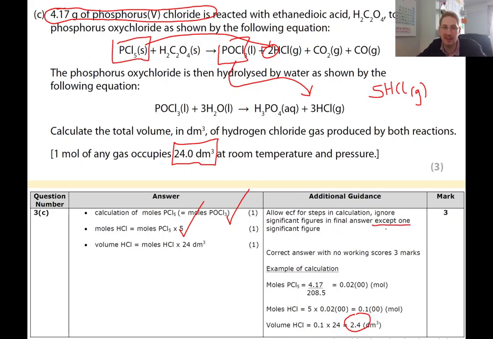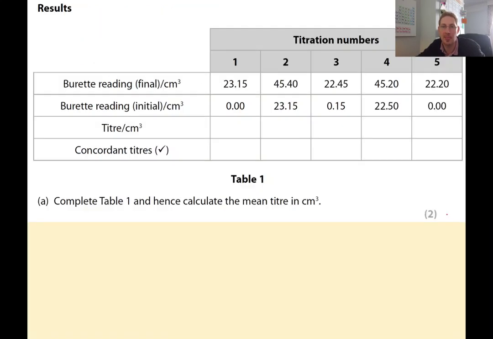That's a common thing there. They haven't told you how many sig figs to give it to. Just don't give it to 1. But also don't round. If you make a mistake earlier on and you round, then actually you can lose marks later on for incorrect values.